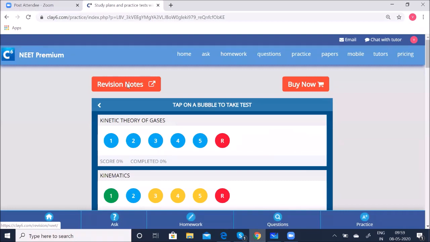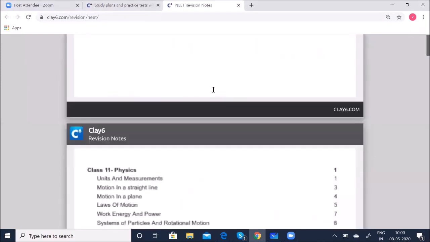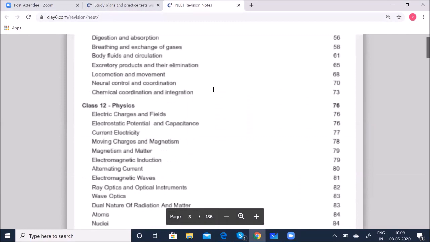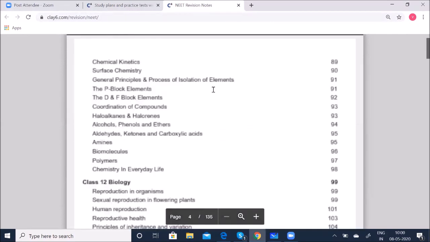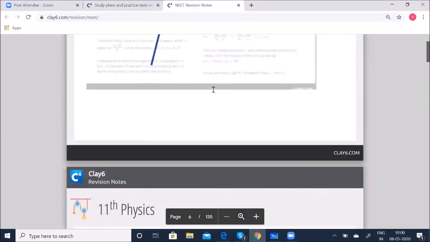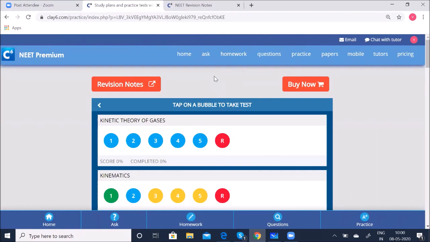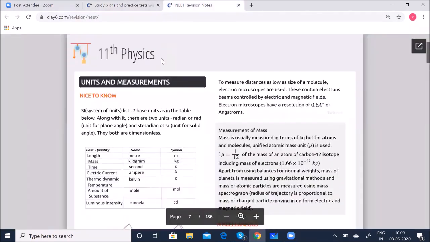Now I'll go to the revision notes. Let's see how to access these revision notes. You can see, we have summarized everything briefly, the whole chapter. It is chapter wise, and you can go from units and measurements right from the first chapter to the last chapter, for both 11th standard and 12th standard. So you can go there, and this is for units and measurements.